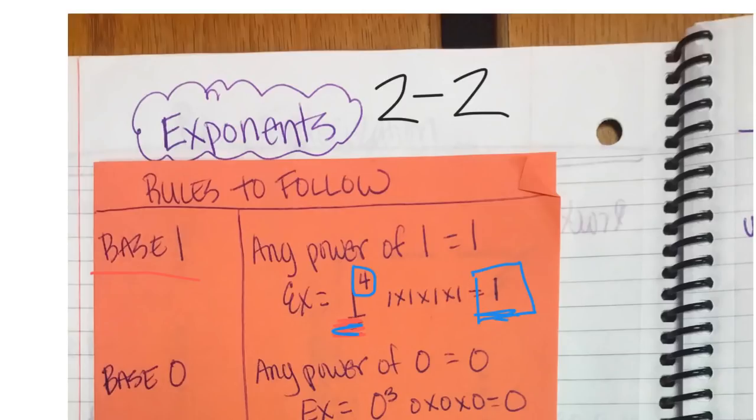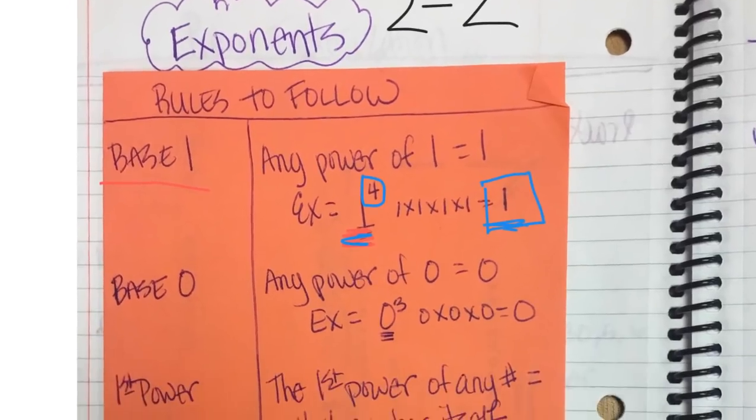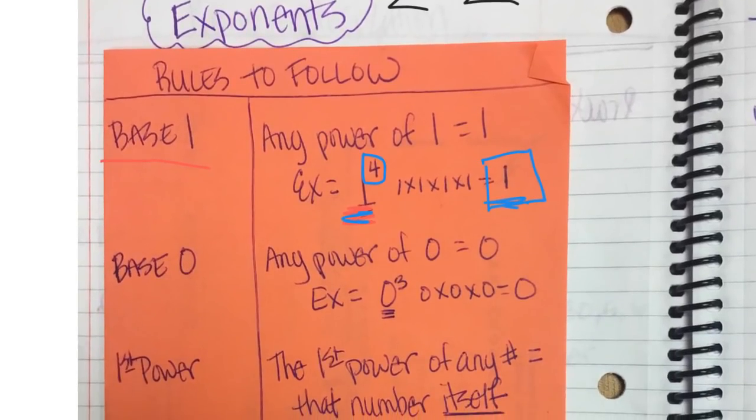Then our next one down here is the base 0 rule. The base 0 rule says that if our base, which is our big normal number again right here, if our big normal 0 is there, then 0 times anything, we know that, is going to be 0. So even if it's a 3, if it's a 10, if it's a 256, 0 raised to any power is going to always be 0.